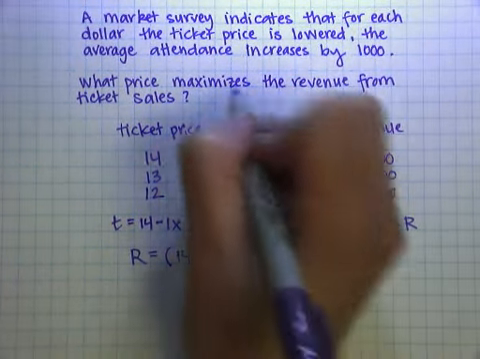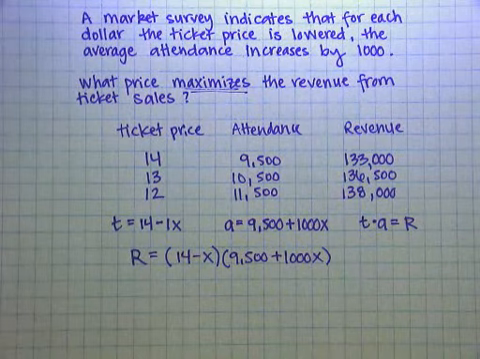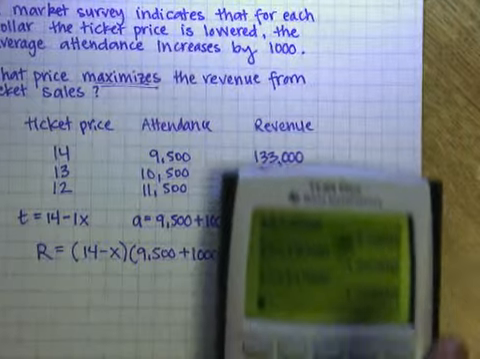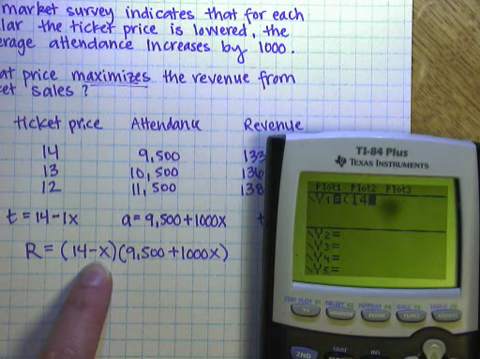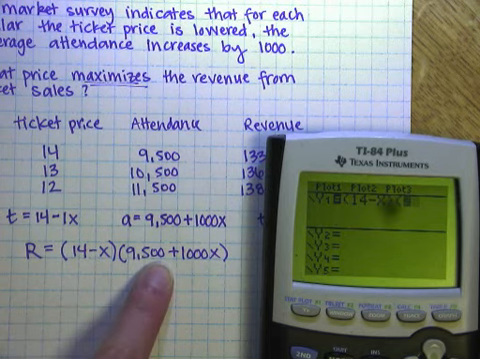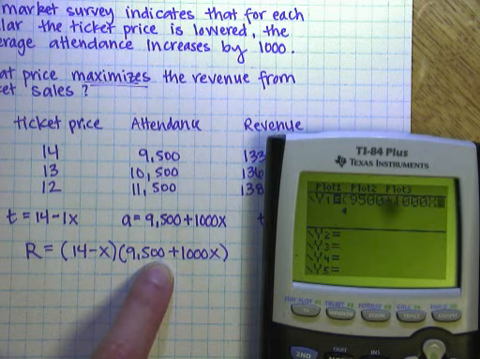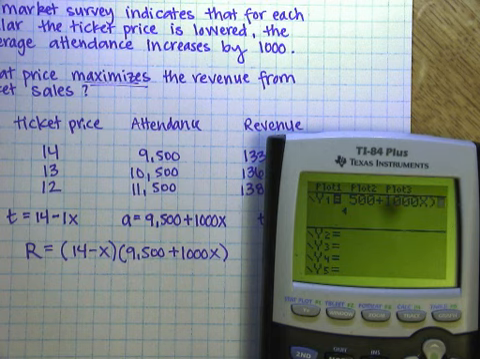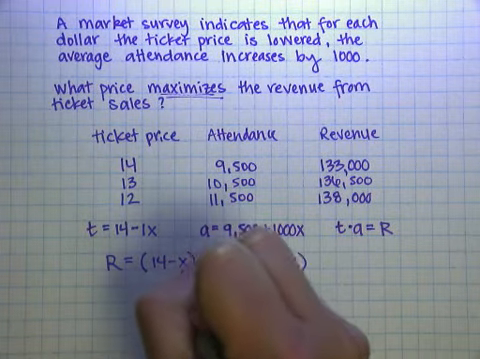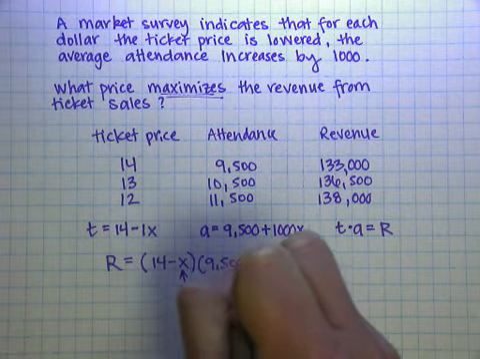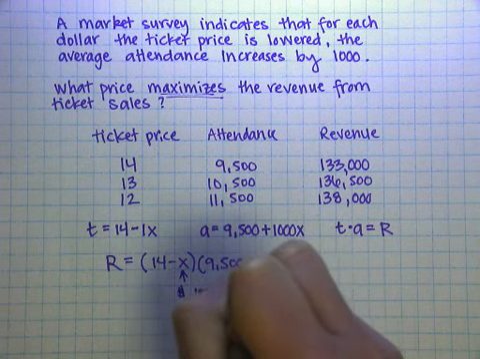Since this is a problem that's looking for a maximum, I know I'm going to have to graph this and find the maximum of this revenue graph. So I go into my graphing calculator, go into my y equals, and I'm going to plug in (14 minus x) times (9,500 plus 1,000x). And now, again, just like normal, I need to make my window something where I can actually see what's going on in this situation. Recall that the X that I'm using here is the dollar amount I'm lowering my ticket price by.